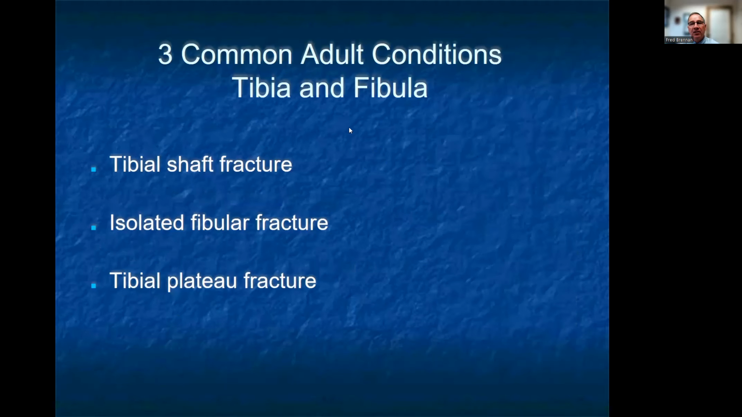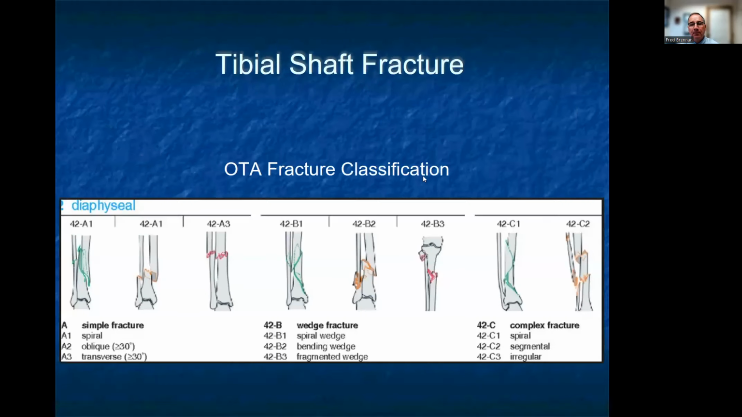Here we have 3 adult conditions that we often see: tibial shaft fracture, isolated fibular fracture, and tibial plateau fracture. You don't have to remember this classification scheme, but when you're looking at the tibial shaft, just remember that it's going to be a simple fracture, a wedge fracture, or potentially a complex or comminuted fracture. So again, the best thing for you to be able to do is to describe what you see. Is it transverse? Is it spiral? Is it oblique? Is it displaced? Is it non-displaced? Is it open? Is it closed, meaning the skin is broken or it's not broken? This is really the key to describing these fractures.